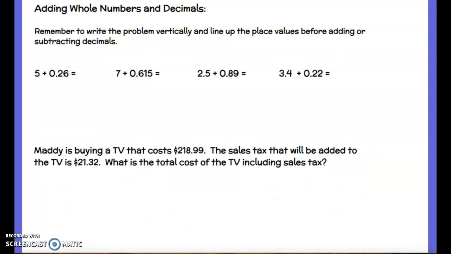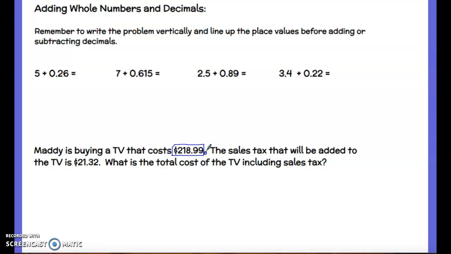Down at the bottom of your notes are some more practice problems, rewriting problems vertically to add or subtract. These are all addition problems. They are review from yesterday. But down at the bottom of this is a word problem. So Maddie is buying a TV that costs $18.99. In word problems, you guys will see that they have an extra period. Remember, periods are different than decimal points, so use your best judgment of what they're using there. That is just a period at the end of a sentence, okay?